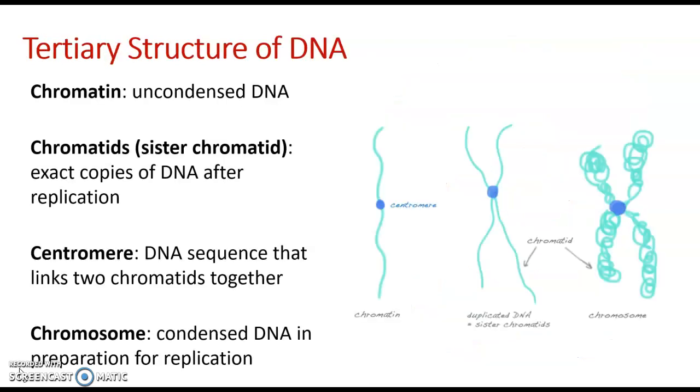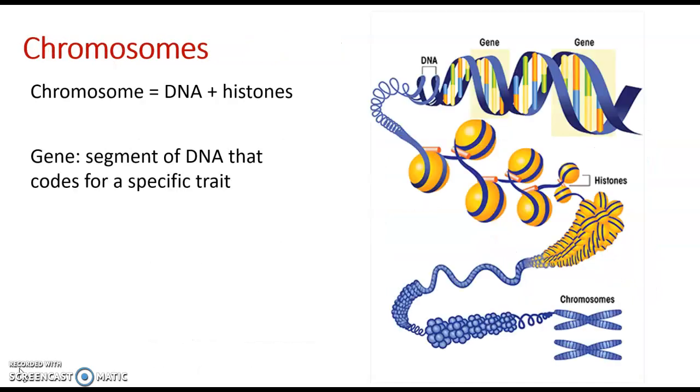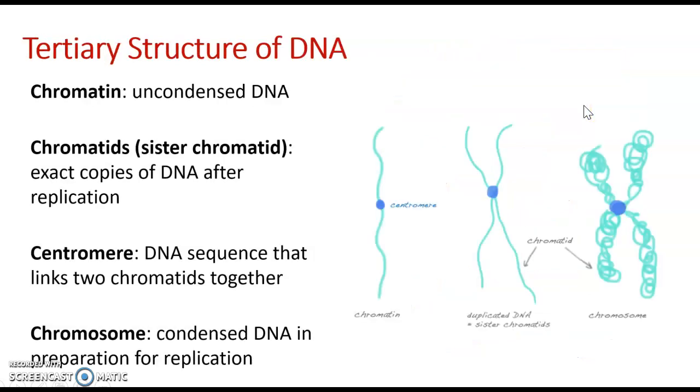So when we talk about chromatin, we mean uncondensed DNA, not wound up around those histone proteins. So when DNA is wound up, that is condensed DNA. When it is unwound, free of those histones, we're going to call that chromatin, uncondensed DNA. Chromosome is when it is condensed and wound around those histones.